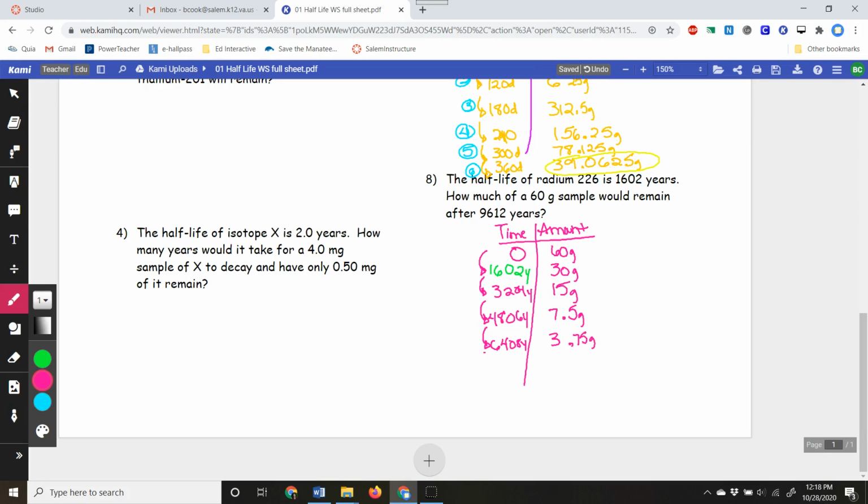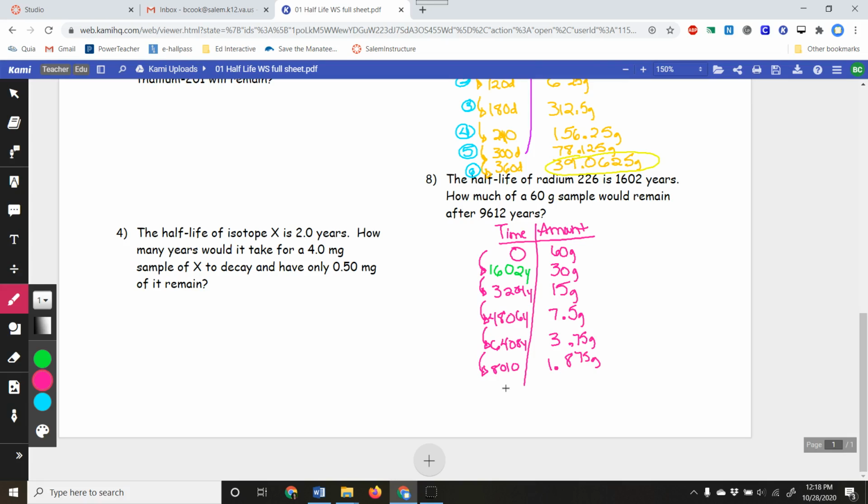Still not there yet. We need yet another half-life to pass by. As another half-life passes by, I'm going to be up to, let's see, 8,010 years. Is that right? I think that's right. So how much is going to be left of our 3.75 gram sample? We need to cut that in half. So 3.75 divided by 2 is 1.875 grams.